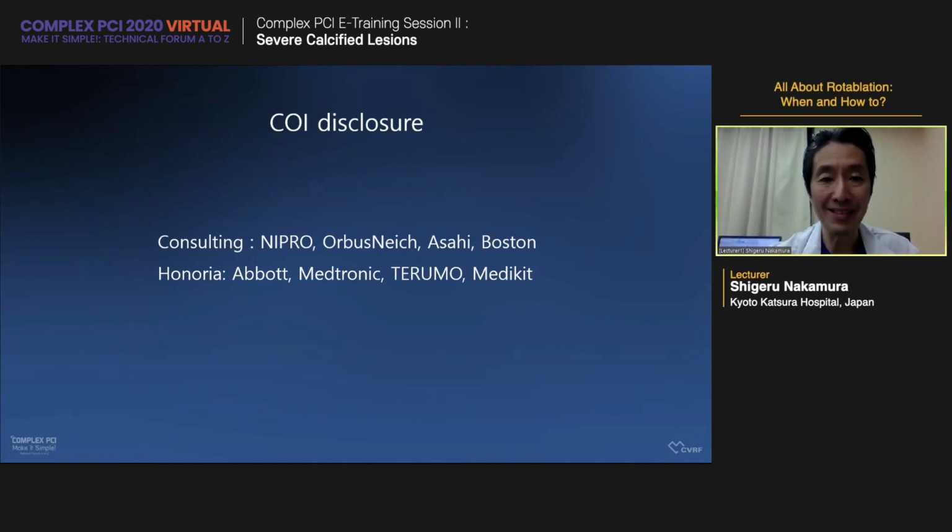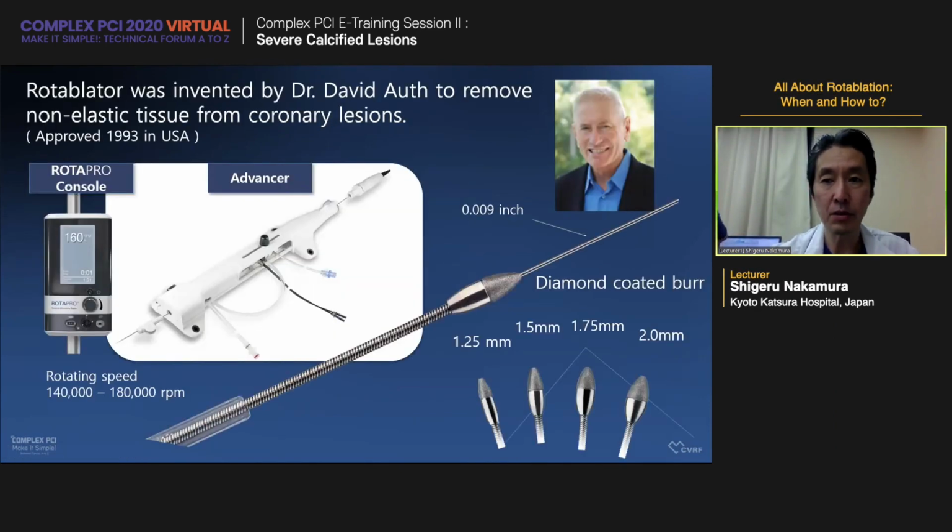So the rotablation was invented by Dr. David Auth, to remove non-elastic tissue from the coronary artery region. This is the device console and the advancer, and this is the tip of the device, which is diamond coated. The wire is 0.009 inch, and the diameter of the device is 1.25 to 2.